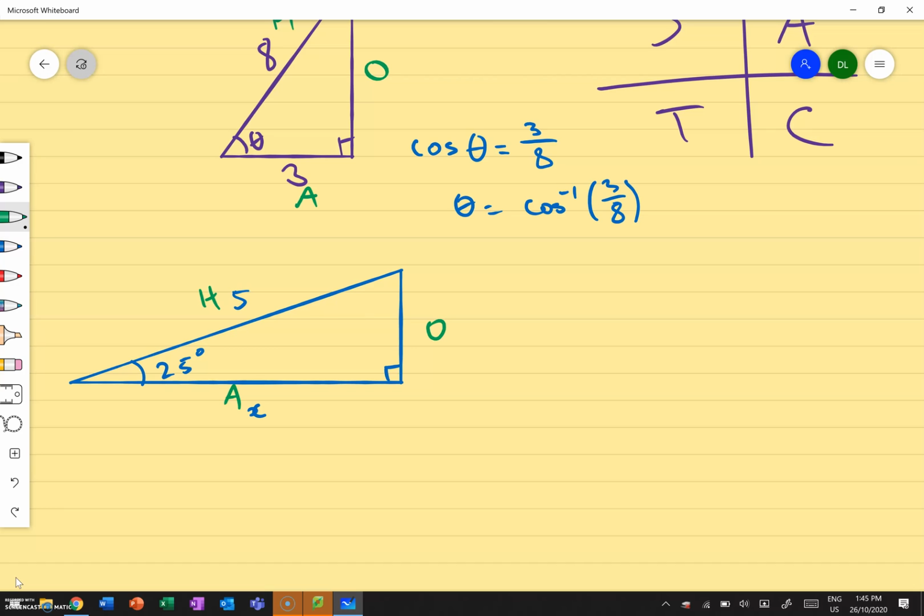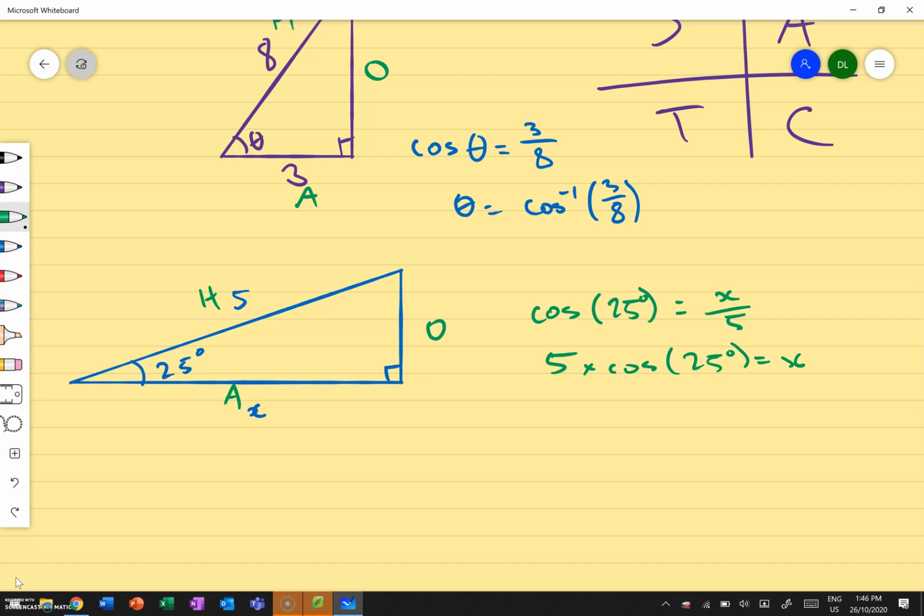So once again, I'm using cosine. Can you guys see that up the back? Yep. So I'm still using cosine. So cosine of, now instead of writing theta, I know what the angle is, I'm writing 25 degrees, which gives me A over H. So A is x over 5. So I can multiply both sides by 5 and I end up with 5 times cosine 25 degrees equals x. And then you can solve that by hand if you'd like.